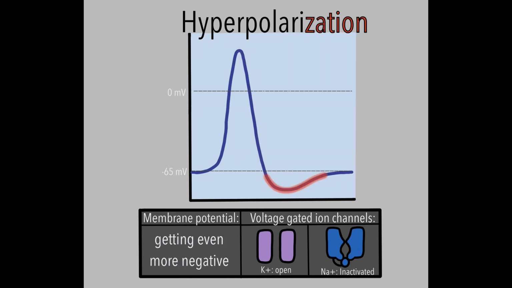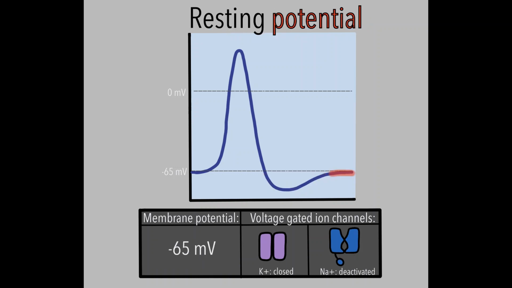Next, the neuron reaches the undershoot phase and has become more negative than the resting potential. This results in the voltage-gated potassium channels remaining open and the voltage-gated sodium channels remaining inactivated. Eventually, the cell will restore homeostasis and will return to resting potential. The membrane potential is now around negative 65 millivolts. The voltage-gated potassium channels are closed. The voltage-gated sodium channels are now deactivated.